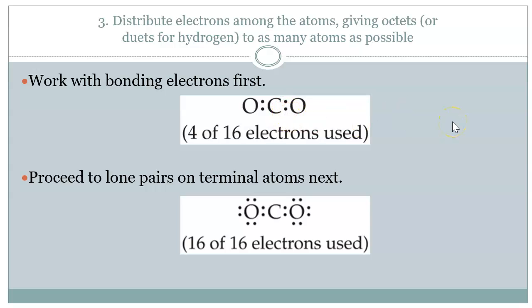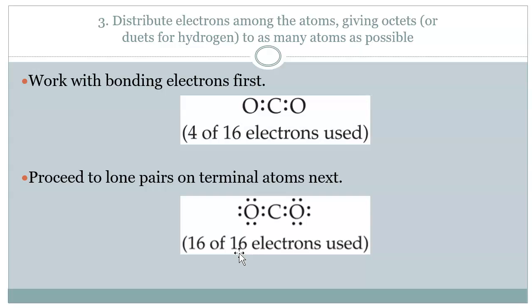So we've used 4 of the 16 total electrons that are available. Now we do lone pairs, meaning not bonding, and we put them around the terminal atoms. So terminal would be oxygen in this case. So we put 2, 2, 2, and then 2, 2, 2 around these oxygens. And what happens is that now we have 16 of 16 electrons used.